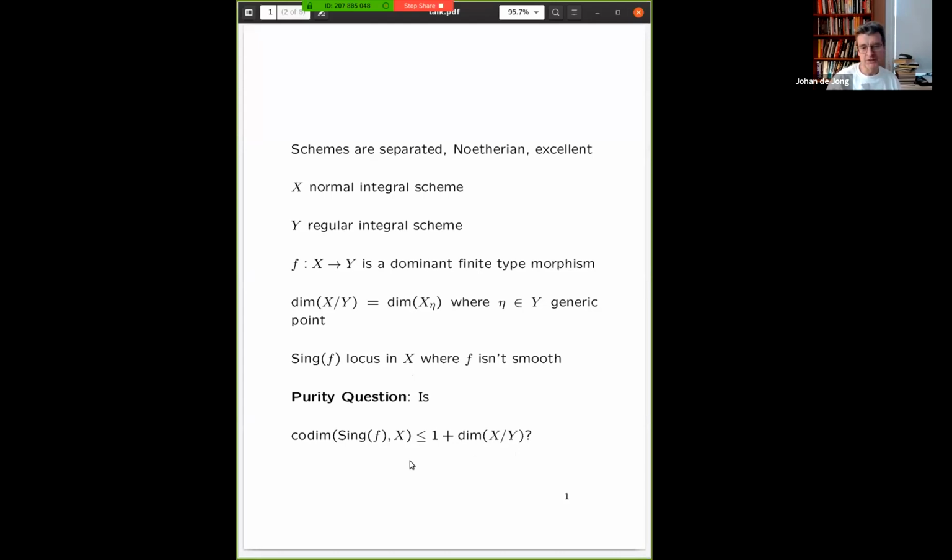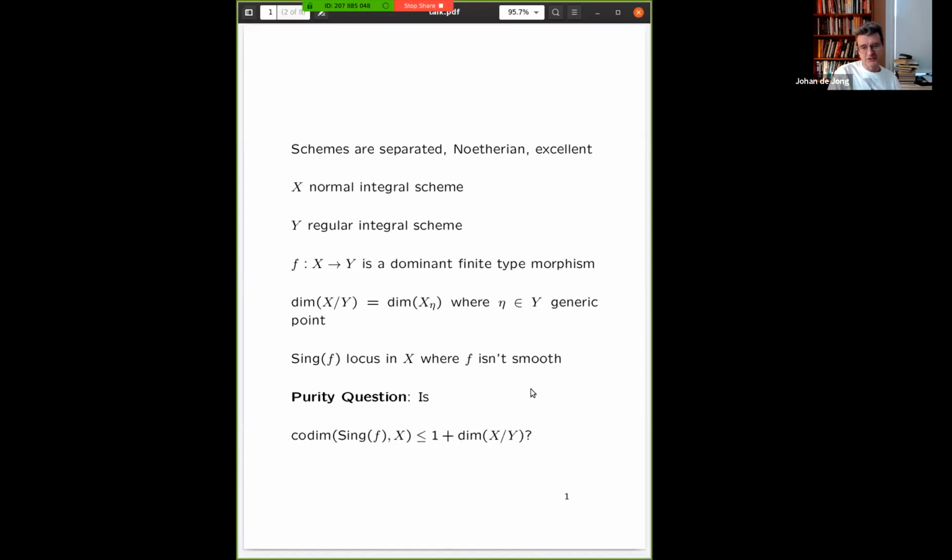The reason that this is a reasonable inequality is that, for example, X and Y could both be smooth varieties, and f could be a morphism of varieties. Then you're just looking at the matrix of partial derivatives of the map, and you're looking where it doesn't have maximal rank. It's a matrix of size the dimension of X times the dimension of Y, and you'll easily see that the codimension is indeed at most 1 plus the relative dimension. So if both X and Y are smooth, this is true, and it's easy to prove.